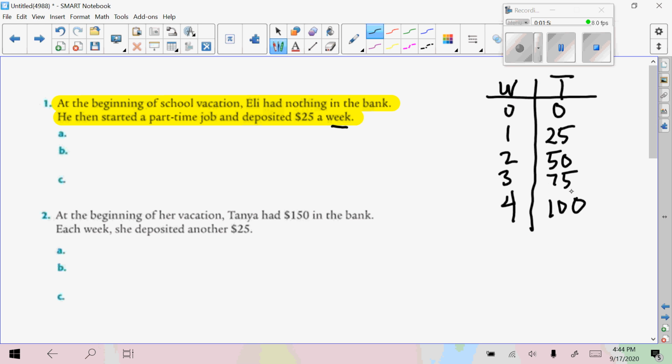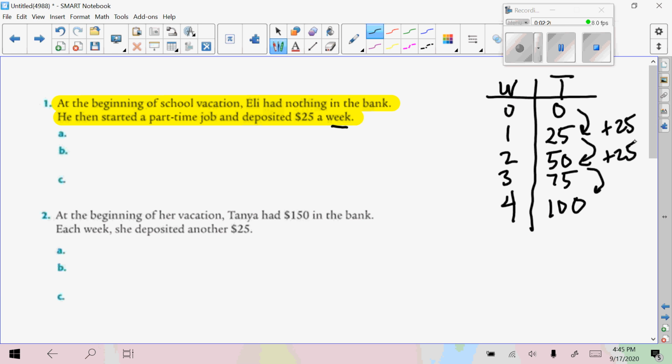Now, the question we were asked is, first of all, we have to decide whether it's a direct variation, linear but not a direct variation, or nonlinear. Now, the way we tell if it's linear is, are the numbers going up by the same amount every time? And they are. We're always adding 25, so it's linear, we know that.